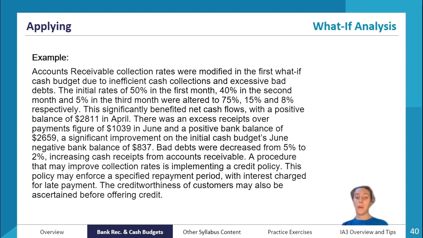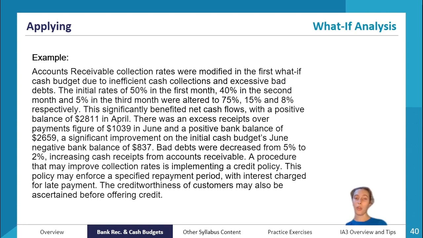And then we're explaining what the impact of this little experiment was. So it significantly benefited net cash flows with a positive payments figure, and you actually detail the figures as well. That's a tip that I would give when you're writing things like this. Try not to be really generic. You want to give the actual figures.